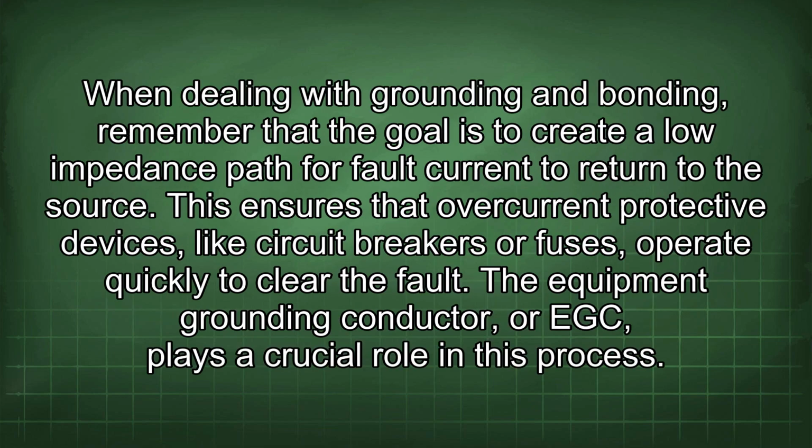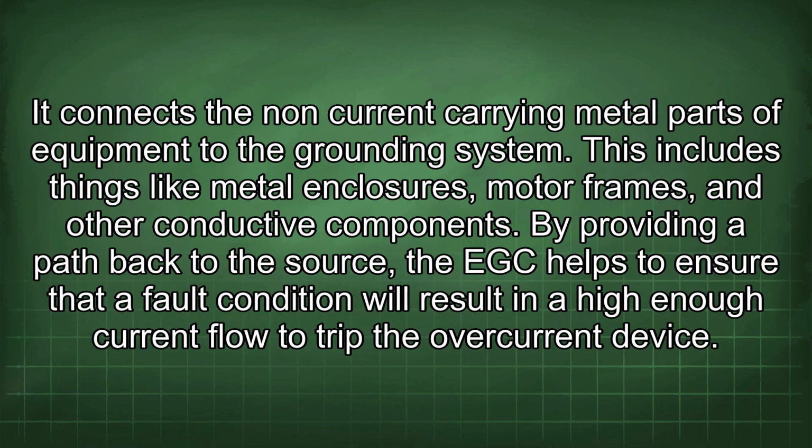When dealing with grounding and bonding, remember that the goal is to create a low impedance path for fault current to return to the source. This ensures that overcurrent protective devices, like circuit breakers or fuses, operate quickly to clear the fault. The equipment grounding conductor, or EGC, plays a crucial role in this process. It connects the non-current carrying metal parts of equipment to the grounding system. This includes things like metal enclosures, motor frames, and other conductive components. By providing a path back to the source, the EGC helps to ensure that a fault condition will result in a high enough current flow to trip the overcurrent device.